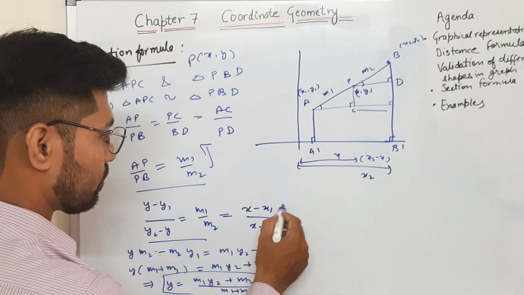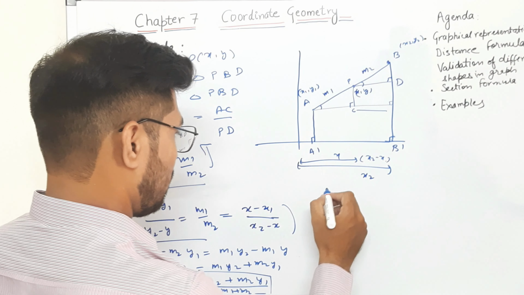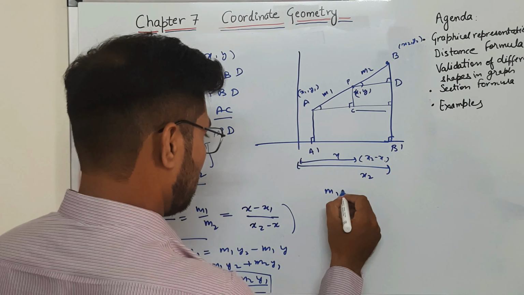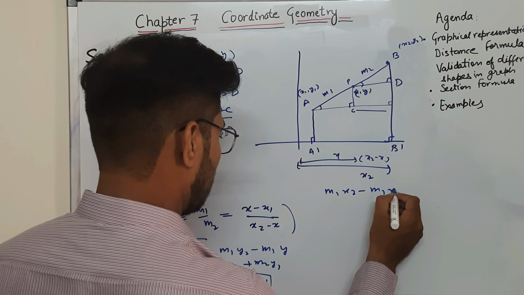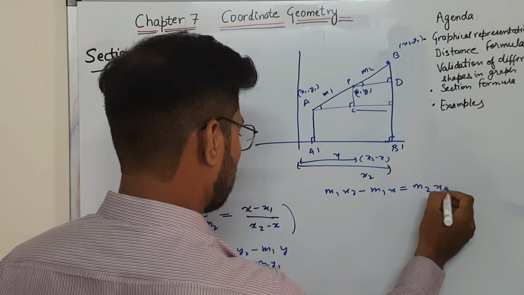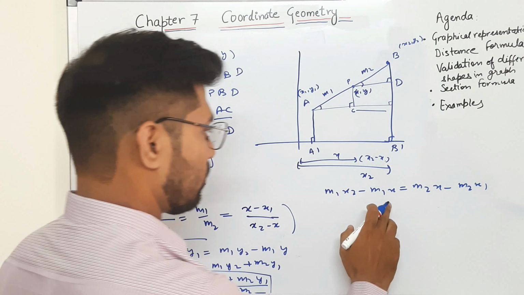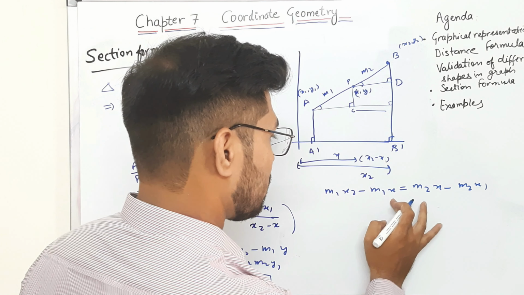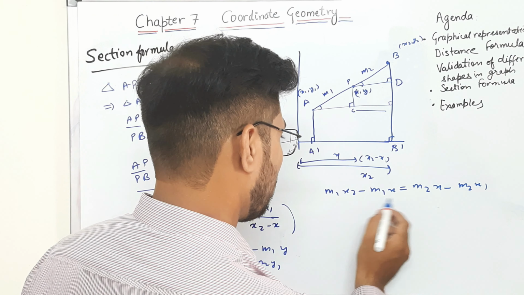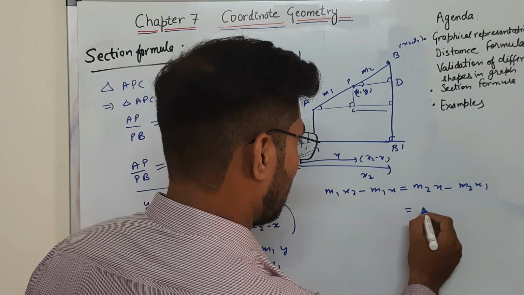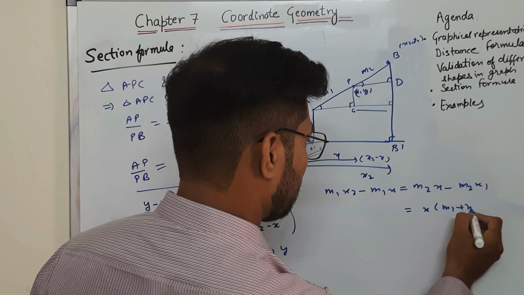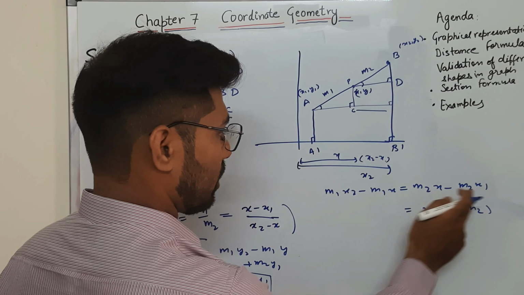Now solve this for x. It will be m1 x2 minus m1 x is equal to m2 x minus m2 x1. But we need to find x, right? So this is x, this is x. Now move it here, you will get x is equal to m1 plus m2, and move this here, m2.